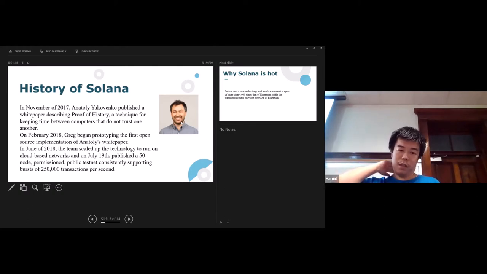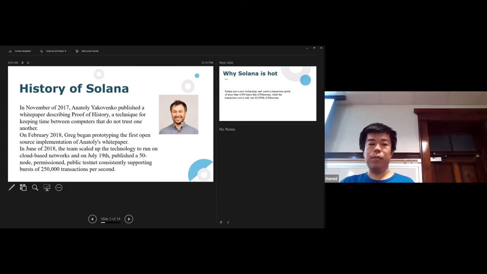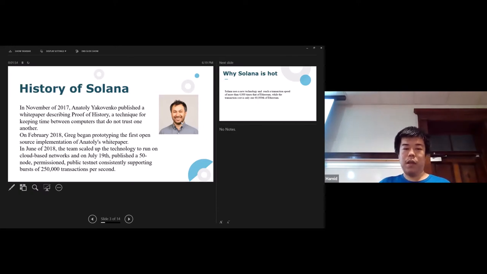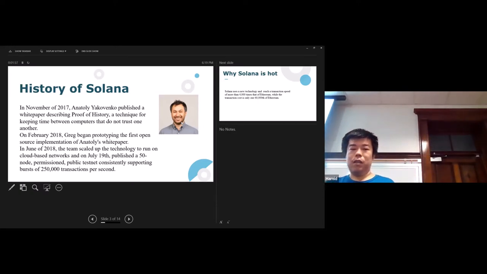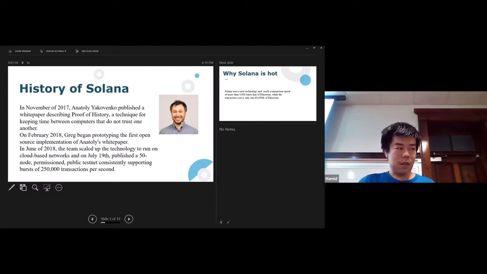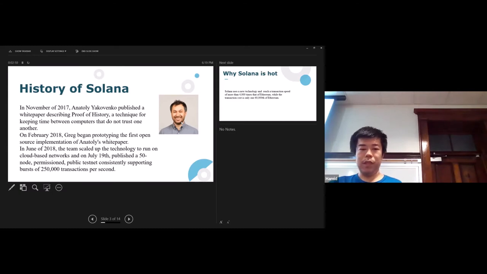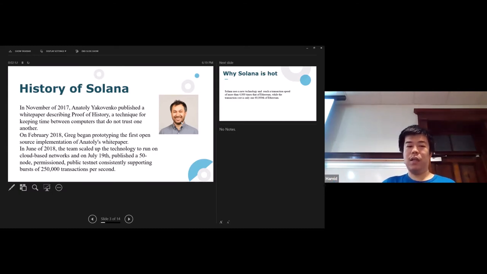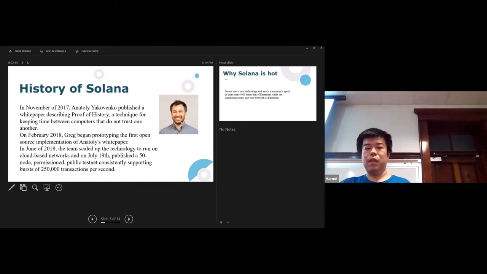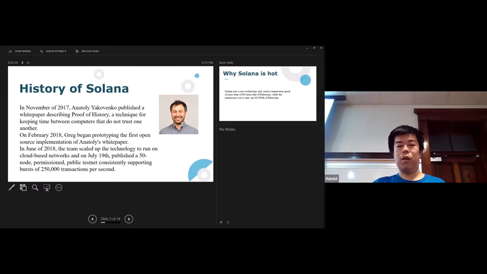In December 2018, Greg, another founder of Solana, began prototyping the first open source implementation of Anatoly's white paper, and they made a project called Loom together, which is the prototype of Solana.